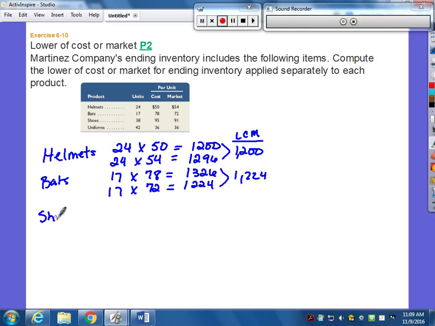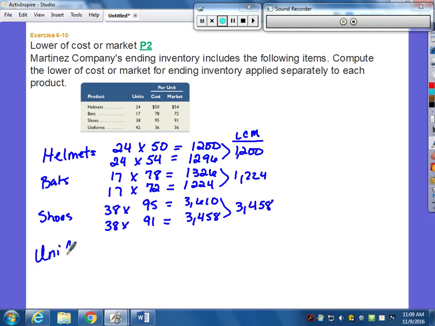Shoes. 38 items. The price they paid for them was $95, which means they paid a total cost of how much? $3,610. Whereas the market says those 38 items are worth $91 each, which means that the market says it's worth how much total? 3,458. Lower cost of market, 3,458.